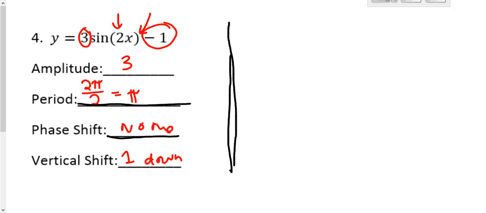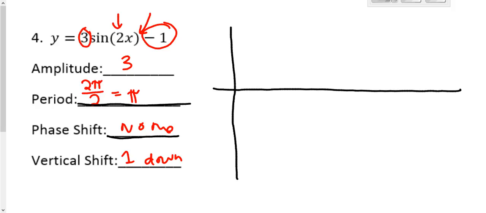oops, let me rewrite that. Oh gosh, there's the eraser. All right, so let's draw our x and y axis. So we will go to pi, start at 0. Halfway in between 0 and pi is pi over 2. Half of pi over 2 is pi over 4. And halfway in between pi over 2 and pi is 3 pi over 4.